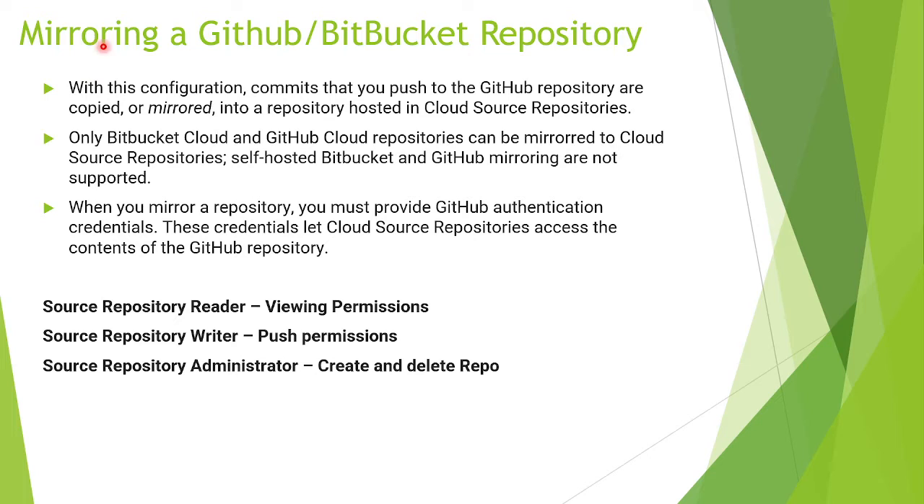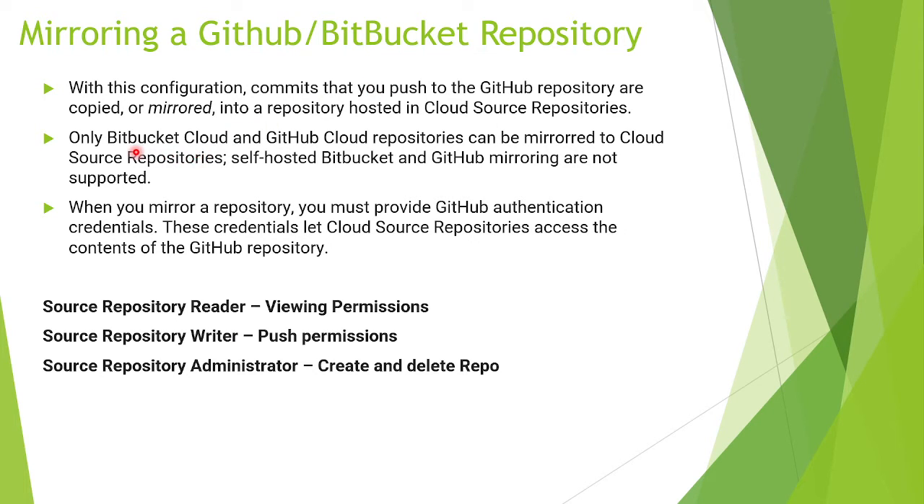And if you want to mirror a GitHub or Bitbucket repository, the commits that we push to the GitHub repositories are copied and mirrored into a hosted Cloud Source Repository. So all the work is done on GitHub or Bitbucket only. It is the same example for both tools. If you push any changes to GitHub, they will automatically be copied and mirrored to our source repository, so Google Cloud can fetch the records from your Cloud Source Repositories.